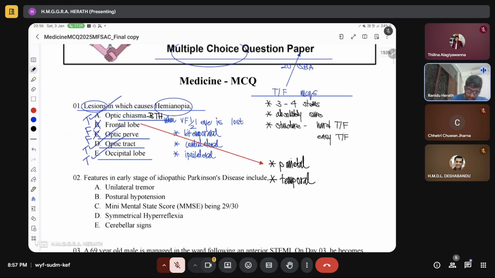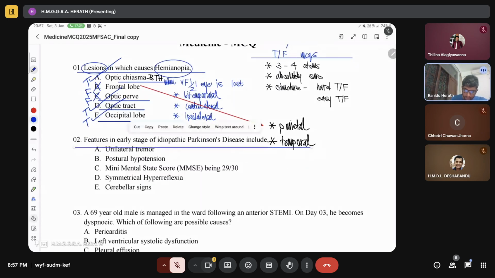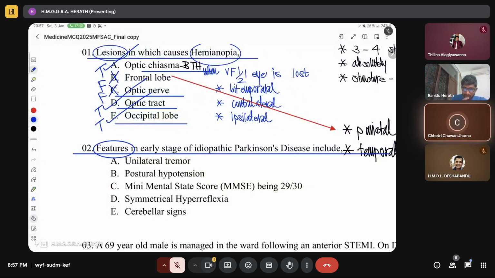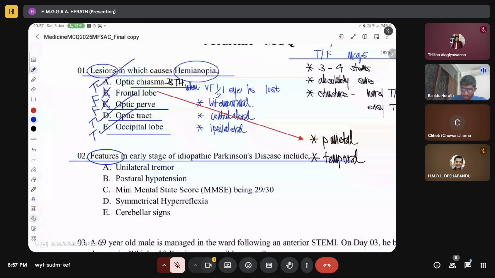Understood? So now we go into the next MCQ. Not hard at all if you know the rule. But when we don't know, it's very confusing. If you don't know, it's hard. Features in early stage of idiopathic Parkinson's disease.